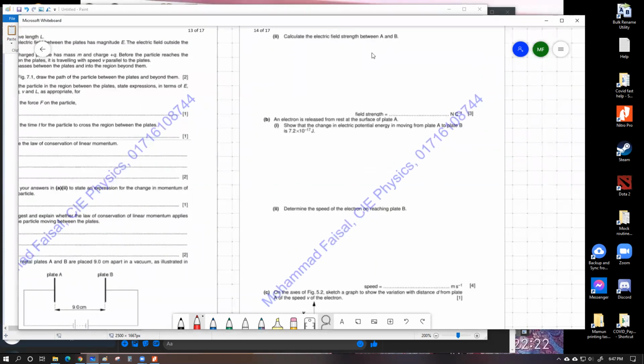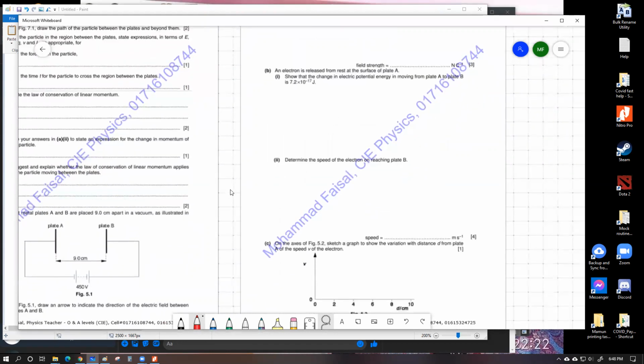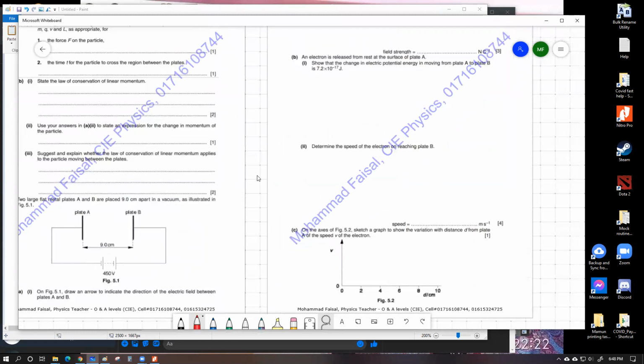Then calculate the electric field strength between A and B. An electron is released from rest at the surface of plate A, so that the electric field accelerates it to B; determine the speed of the electron at plate B.